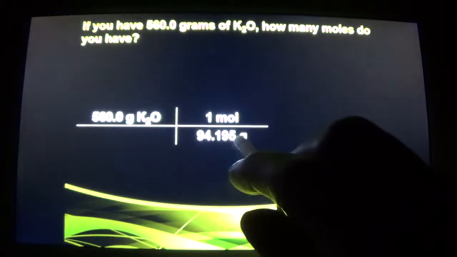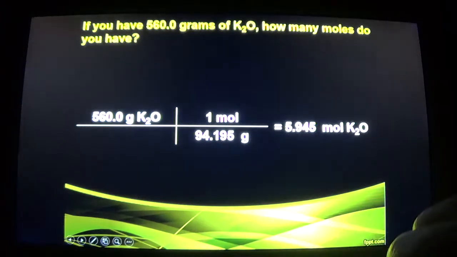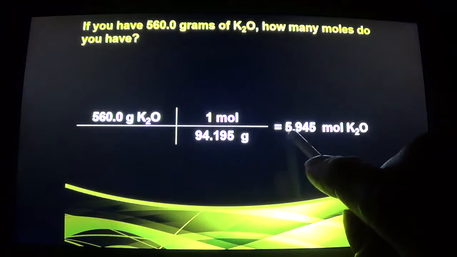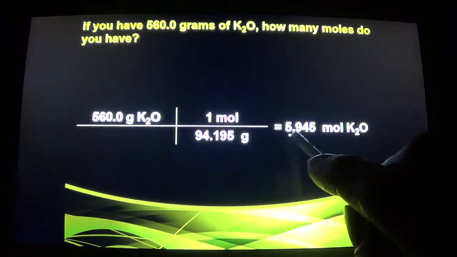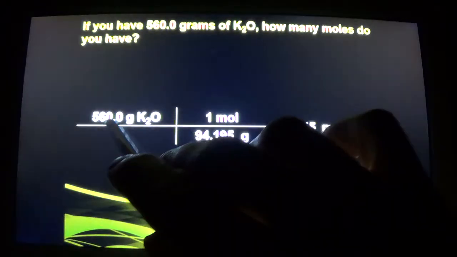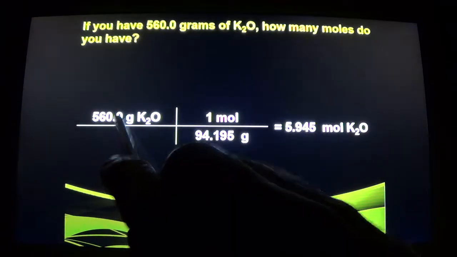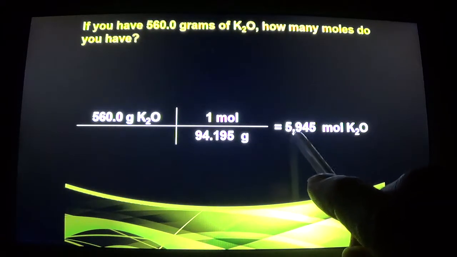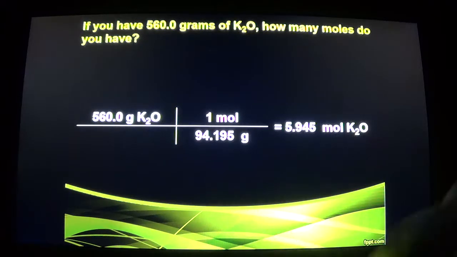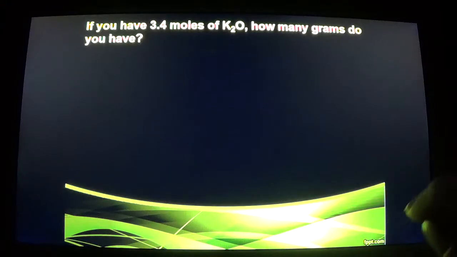I'm going to divide in the calculator. Give it a try. Pull out your calculator. Do it. Okay, and give it a try. And we get that many moles of potassium oxide in my cup. If I measure out that many grams, I'm holding that many moles in my cup, which kind of gives some legitimacy to the idea that mole might mean pile. If I have that many grams, how big's my pile? 5.945 moles worth.